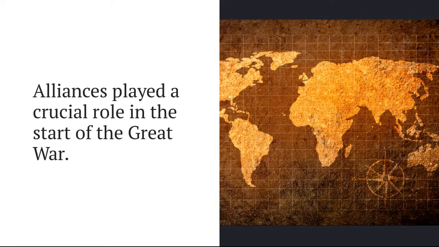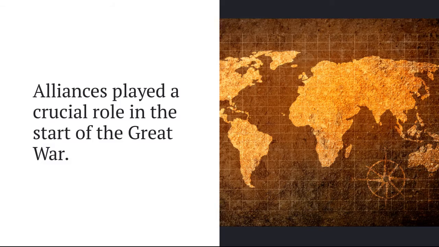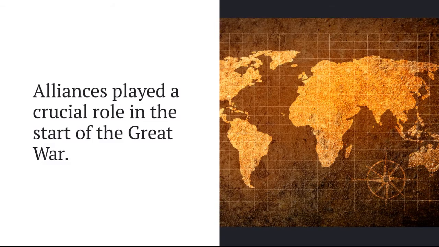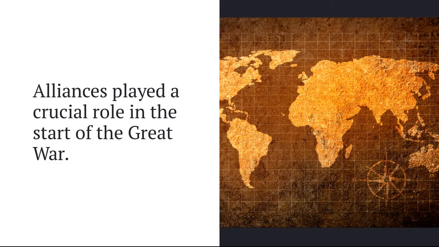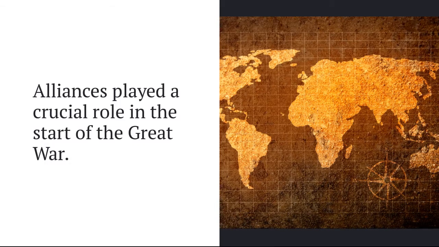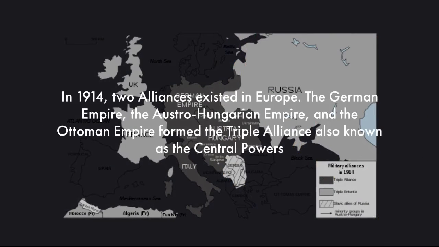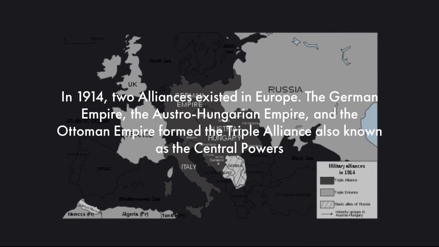Well, it is often cited that the assassination of Archduke Franz Ferdinand of Austria-Hungary was the ignition point of the Great War. It is important to understand the role that alliances played in turning this into a global conflict. In 1914, the Triple Entente and the Central Powers would have been the two alliances that existed at the start of the war.